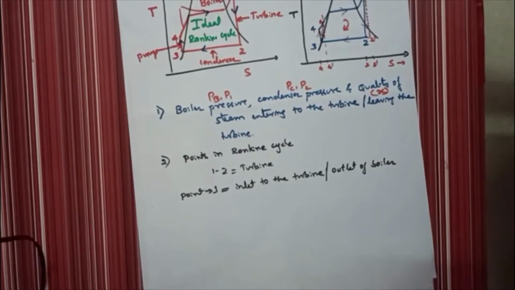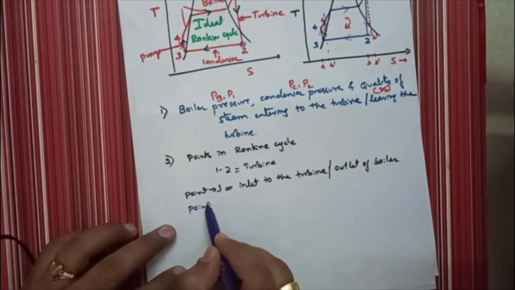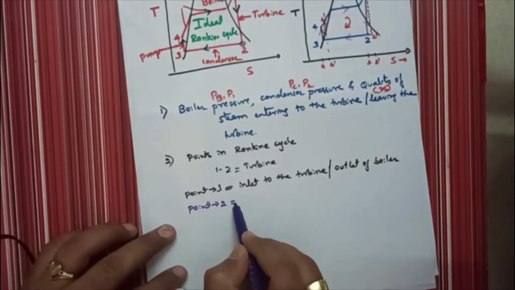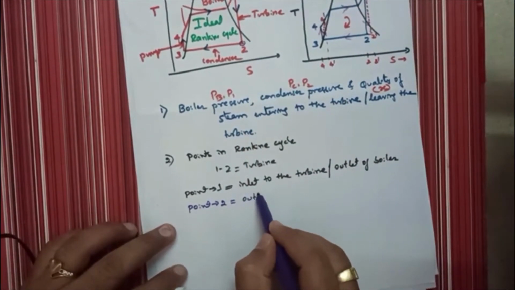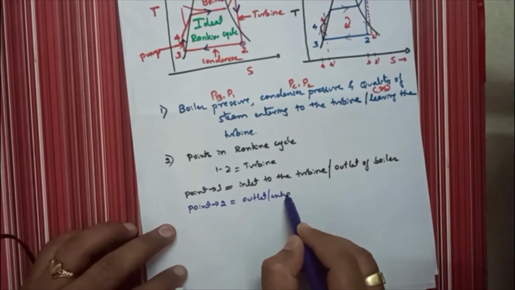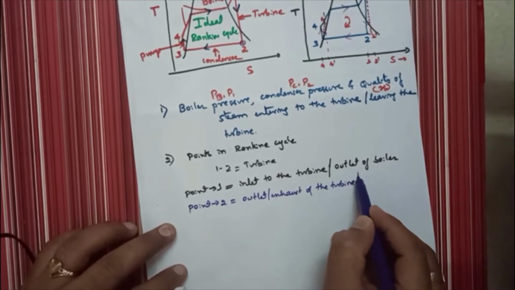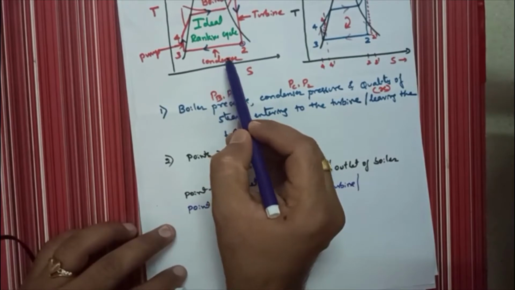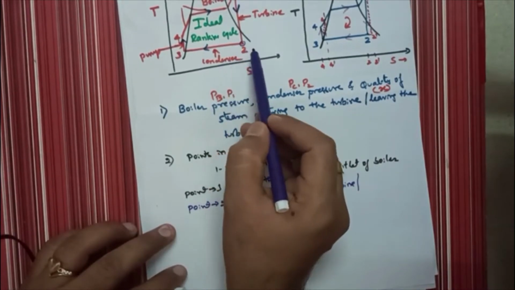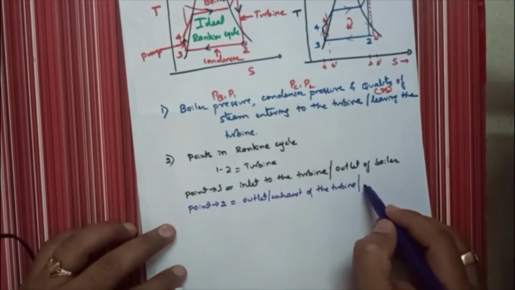So similarly, point number 2 is here. Point 2 is exhaust or outlet of the turbine. Or the point number 2 will become inlet to the condenser as well. Correct or not? Because 2 to 3 is the condenser part, so point number 2 will also become inlet to the condenser.